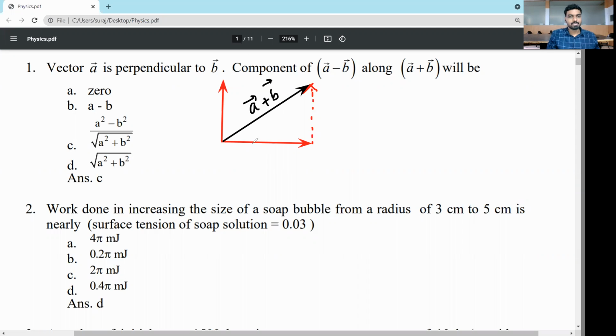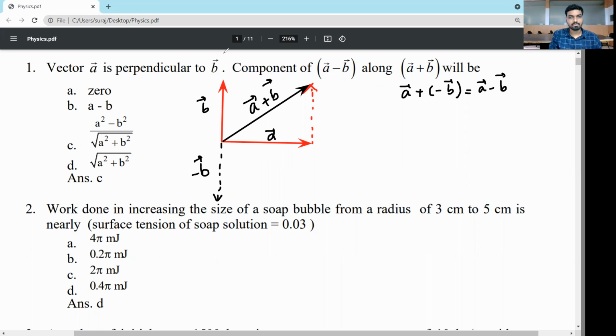Now A vector minus B vector. How to find this? This is A vector plus of minus B vector. We cannot subtract two vectors, but we can add the negative of the second vector. So this is A vector, this is B vector, and the negative of the second vector will come downwards. So minus B. Now we need to add A vector and minus B vector.